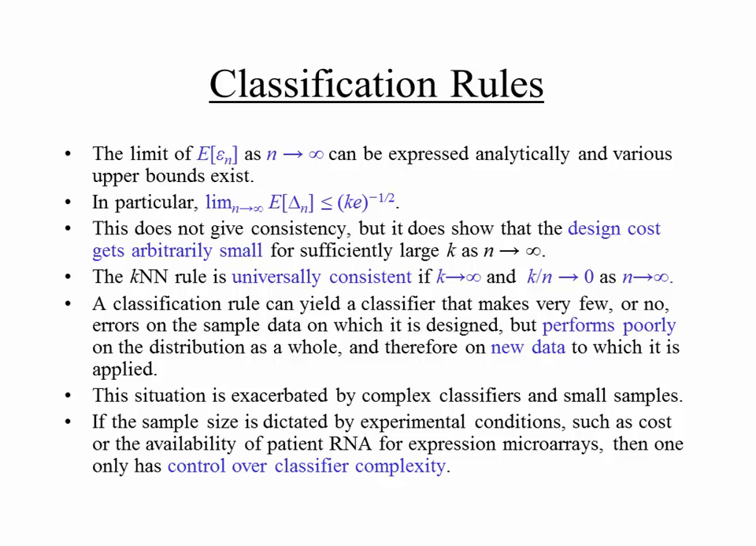And here the limit of the expected value of epsilon n as n goes to infinity can be expressed analytically and various upper bounds exist. Again, you'd have to take that course or read some papers. In particular, one of the upper bounds is this one. And this again doesn't give you consistency, because it's not telling you that this is going to go to 0 as n goes to infinity. But it shows that the design cost gets arbitrarily small for sufficiently large k.